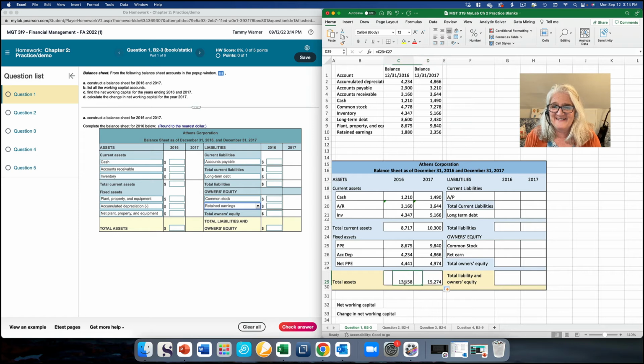All right. We still don't know whether it's right or not. Let's see. Okay, again, grab that accounts payable. So our total current liabilities is just that accounts payable, right? Long-term debt is there. So our total liabilities is our total current liabilities plus our long-term debt.